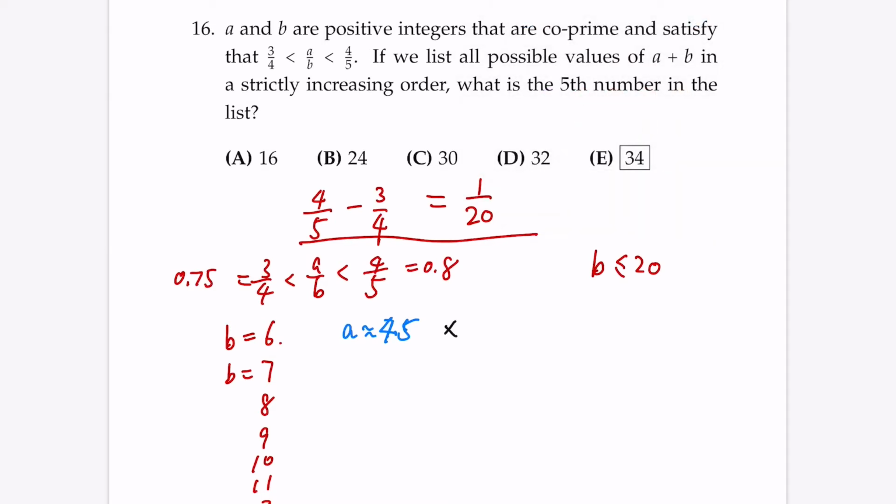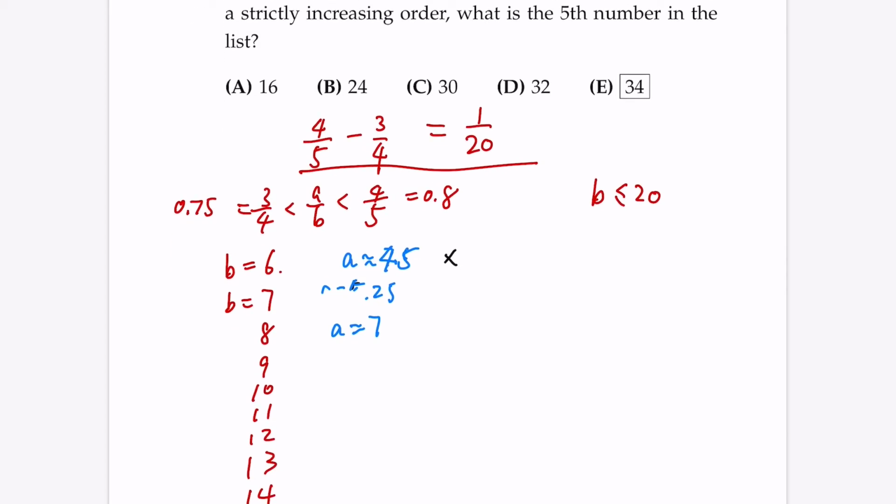When B is equal to 7, we need something close to 5.25. The next choice would be either 5, which is too small, or 6, but 6 doesn't work. When B is 8, A should be 7, because it should be strictly bigger than 3/4. So that's not possible.